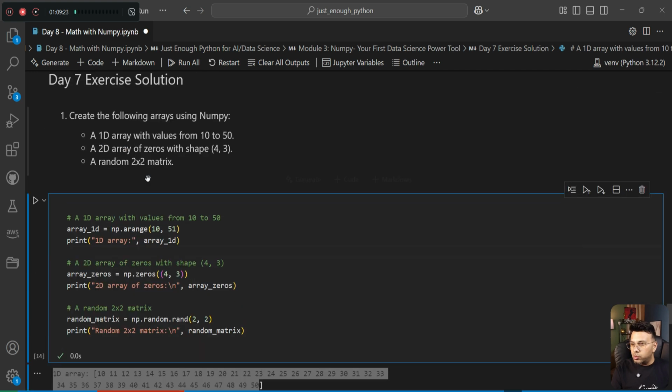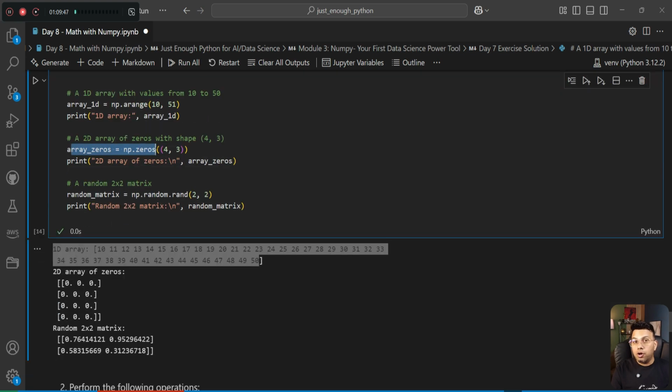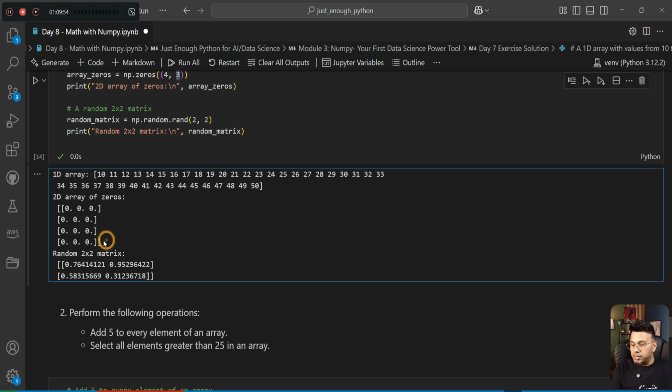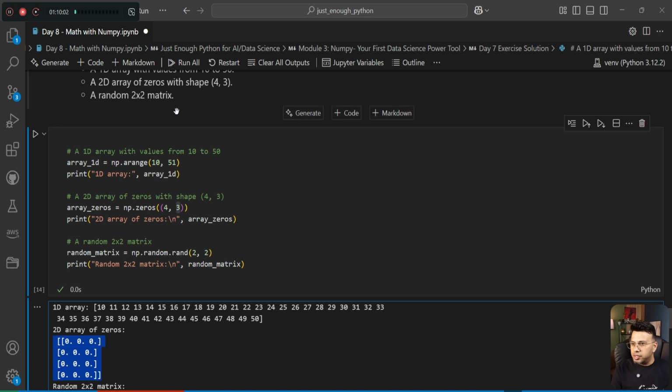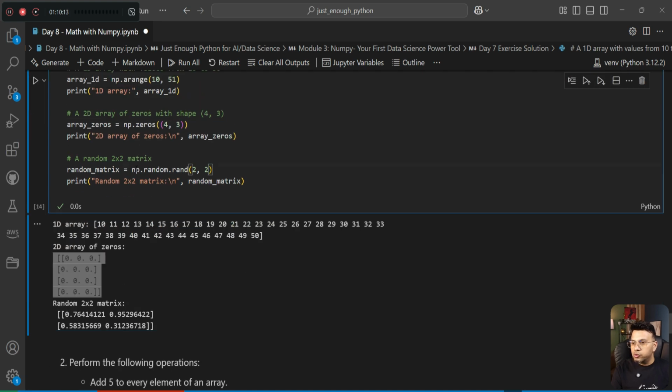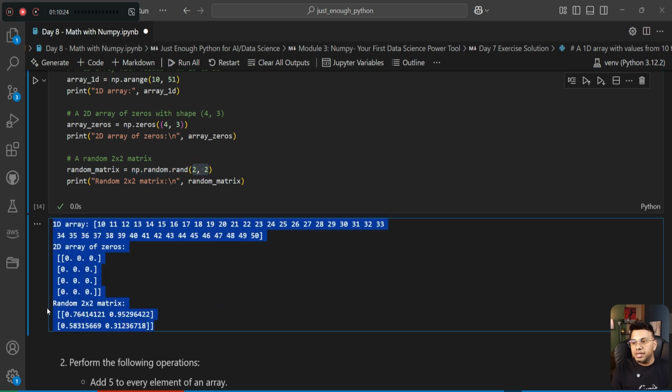Now the next was a 2-dimensional array of size 4, 3 of zeros. So we are using the np.zeros function of NumPy, and we specify the rows as 4 and the number of columns as 3, and this is what we get: an array of zeros with 4 rows and 3 columns. And the next one was a random matrix with 2 by 2 as size. So we are using np.random.rand, and we are specifying the size here, 2 by 2, and then this is what we get: a random 2 by 2 matrix.